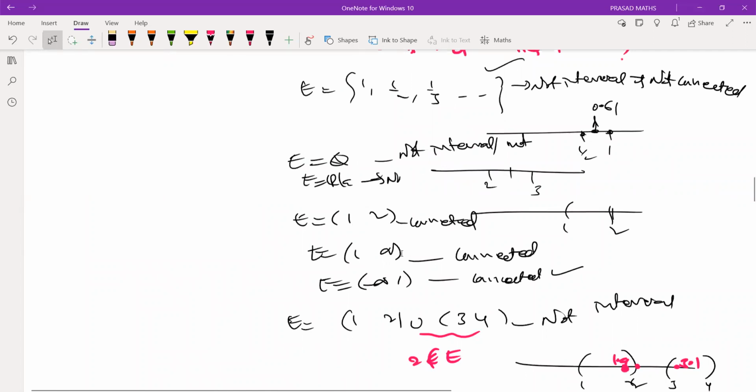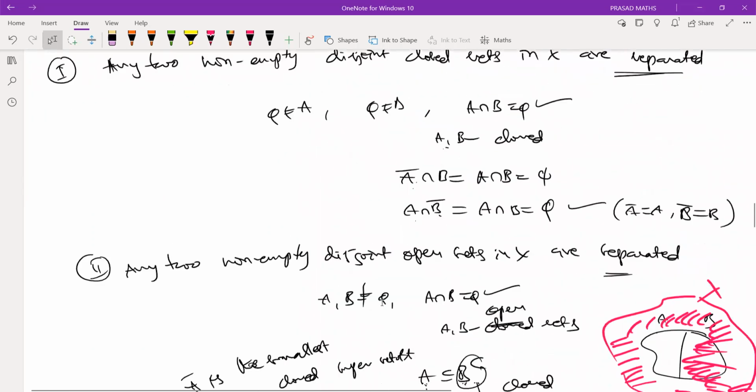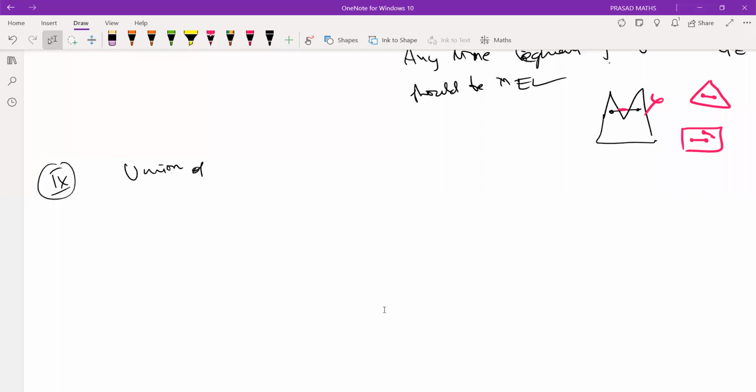Interval 1 to infinity... The union of two open intervals is not connected. The union of connected sets may not be connected.